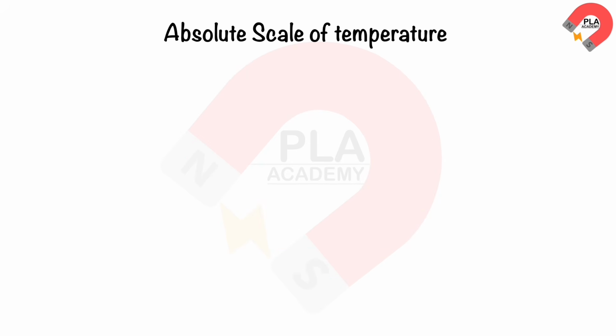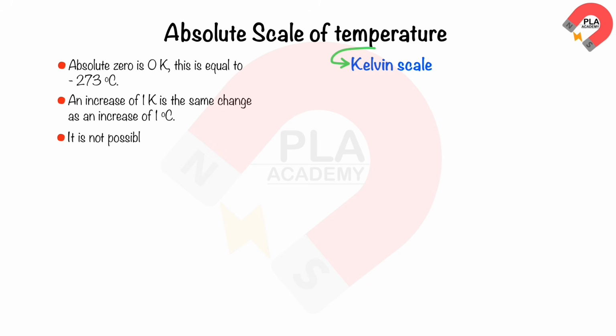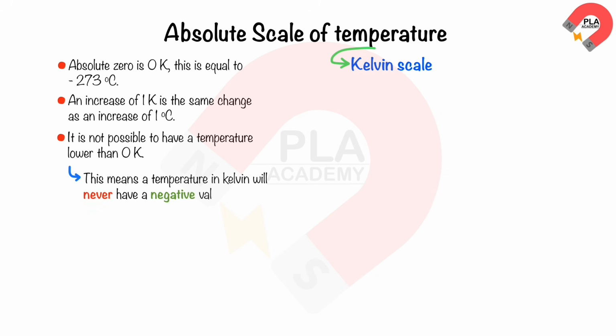Absolute scale of temperature. The absolute temperature, or Kelvin temperature, is measured on the Kelvin scale. Absolute zero is 0 Kelvin. This is equal to minus 273 Celsius. An increase of 1 Kelvin is the same change as an increase of 1 Celsius. It is not possible to have a temperature lower than 0 Kelvin. This means a temperature in Kelvin will never have a negative value.